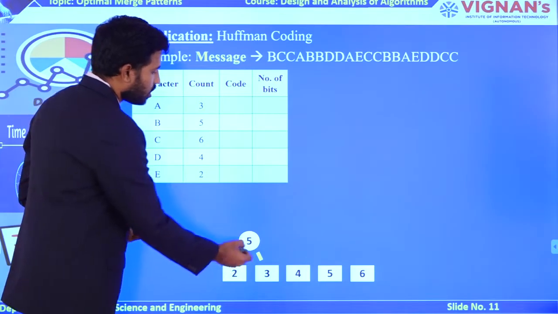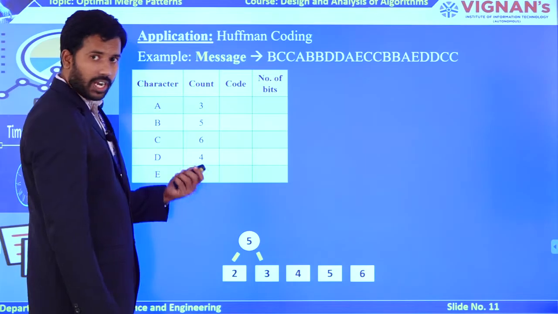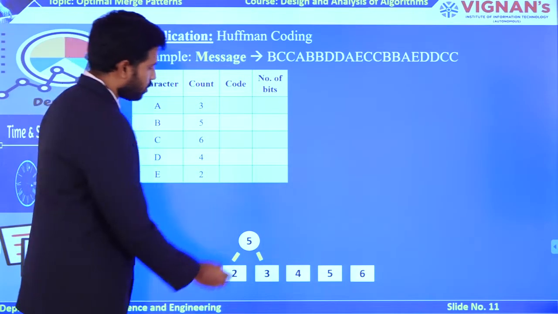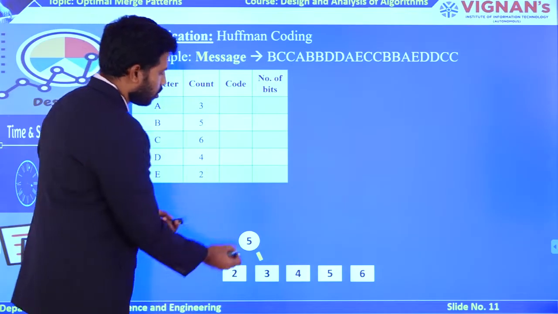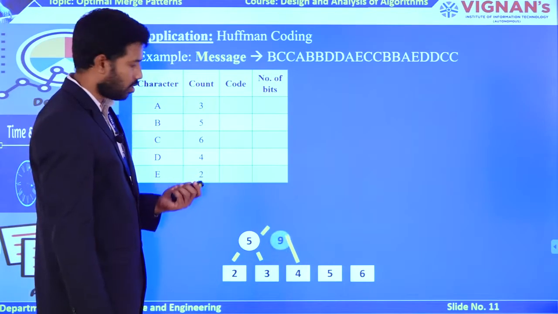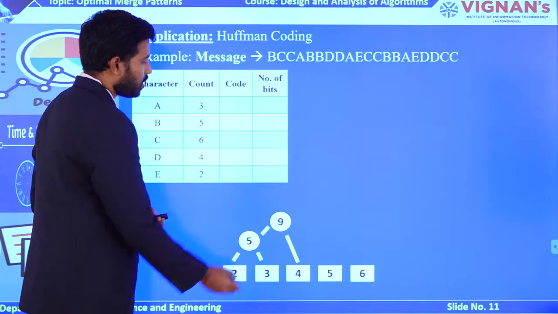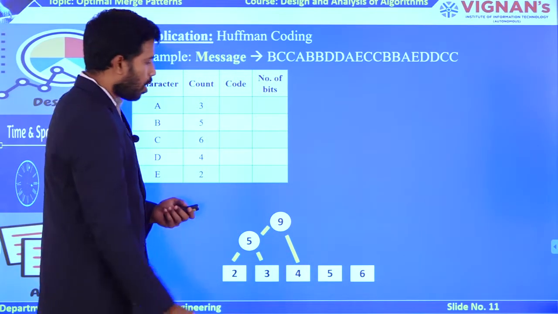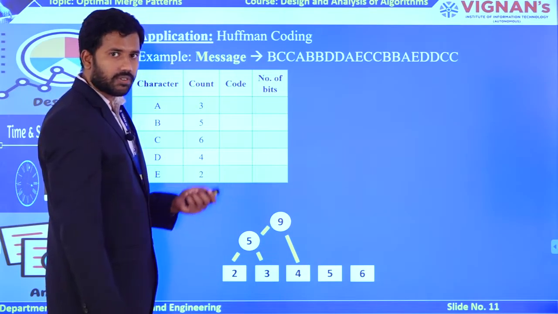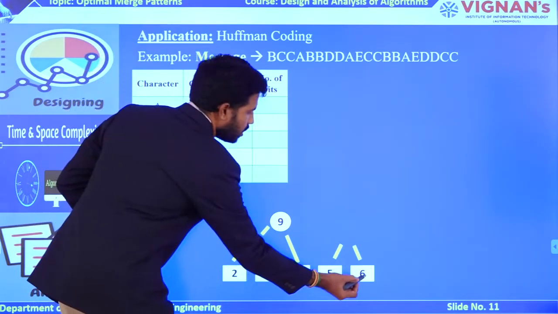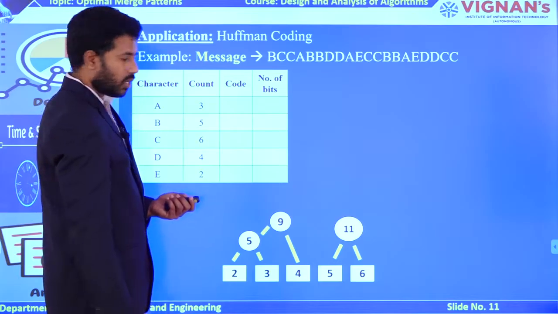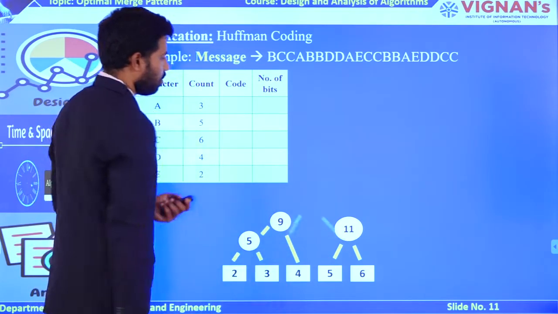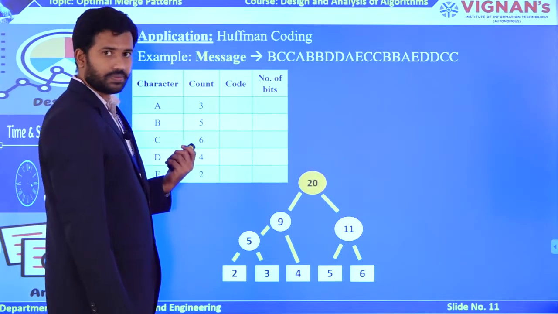Now at this level, how many characters or files are there? 5, 4, 5, 6. What are the 2 least files? 5 and 4. Now merge these 2, 5 and 4. You will get a merged file of 9. At this level, how many files are there? Merged file size 9, 5 and 6. Among these 3 files, what are the 2 least files? 5 and 6. Now you merge 5 and 6, you will get a size of 11. At this level, only 2 files are there. So merge 9 and 11, you will get a merged file size of 20.